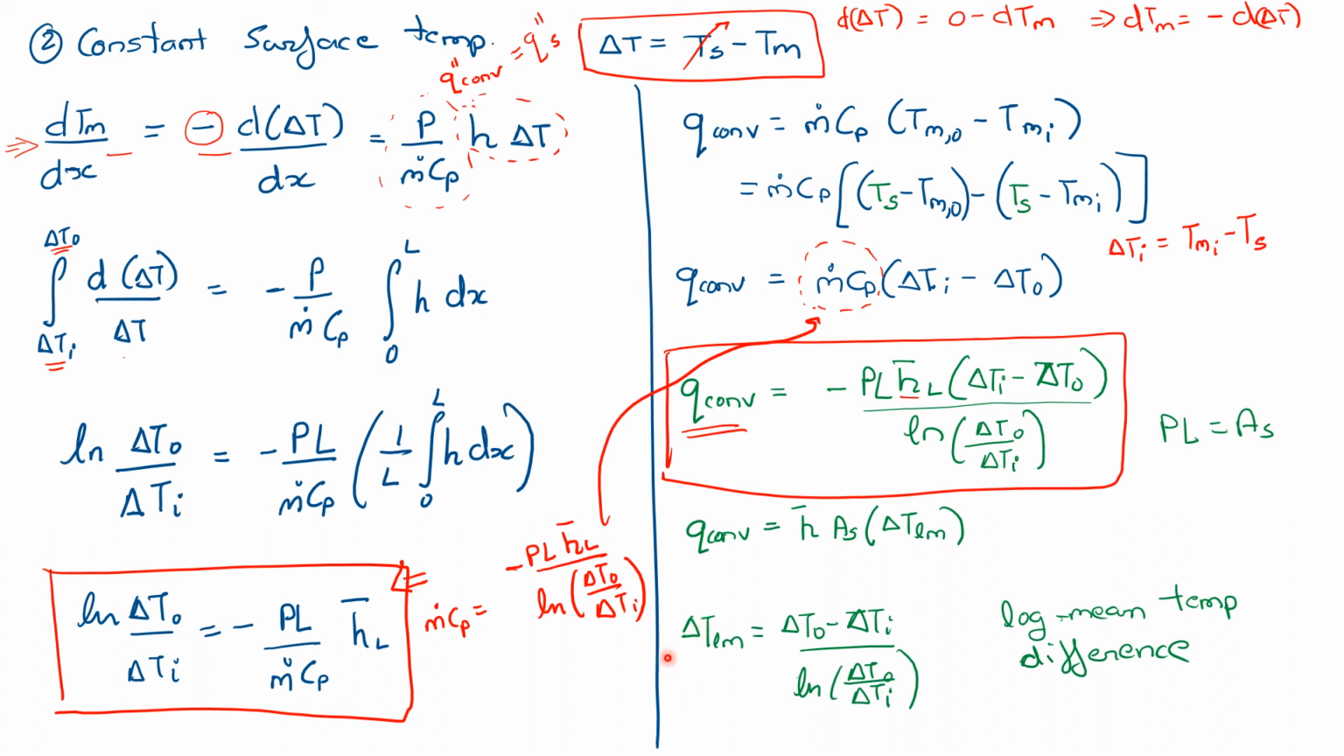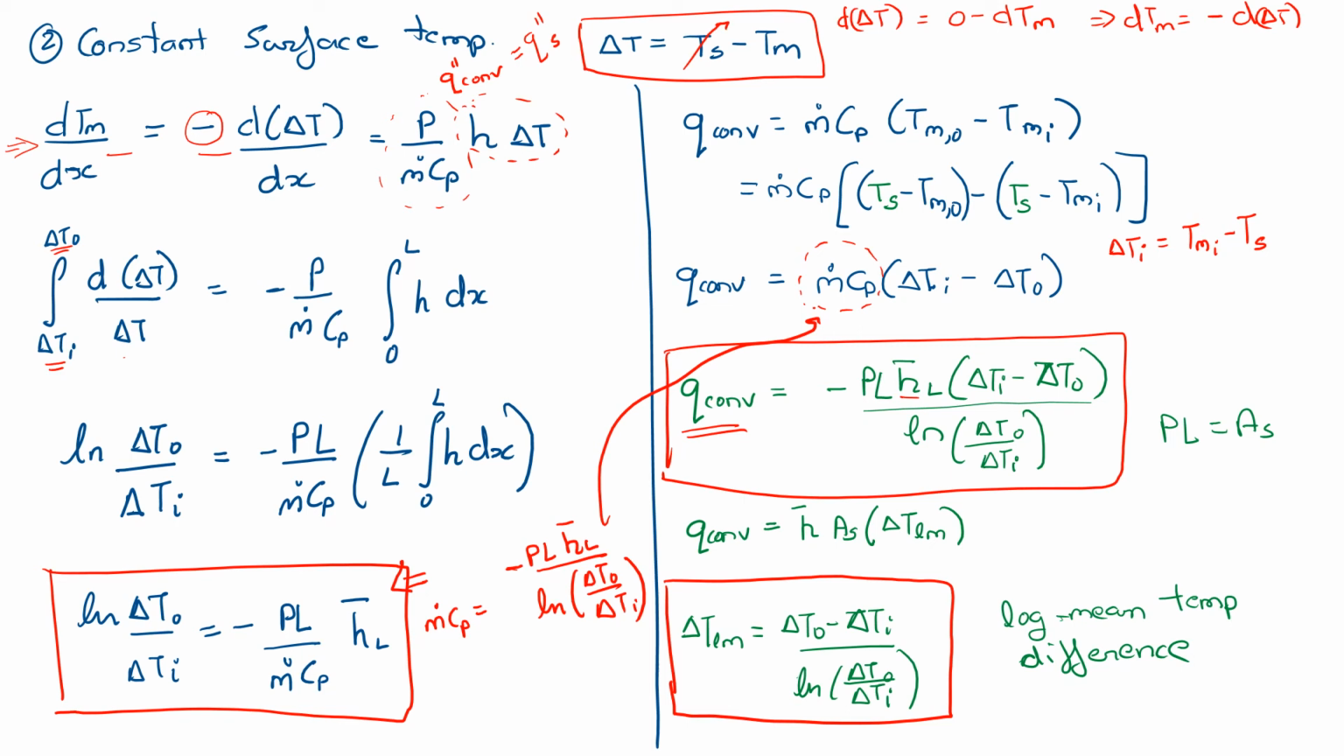It's nothing but the temperature difference at outlet minus the temperature difference at inlet, divided by the log of the temperature difference at outlet by the temperature difference at inlet. So again, this is a very important formula to remember, the logarithmic mean temperature difference, because this is what we'll use when we have to find the heat flow rate or the heat transfer rate for internal convection.